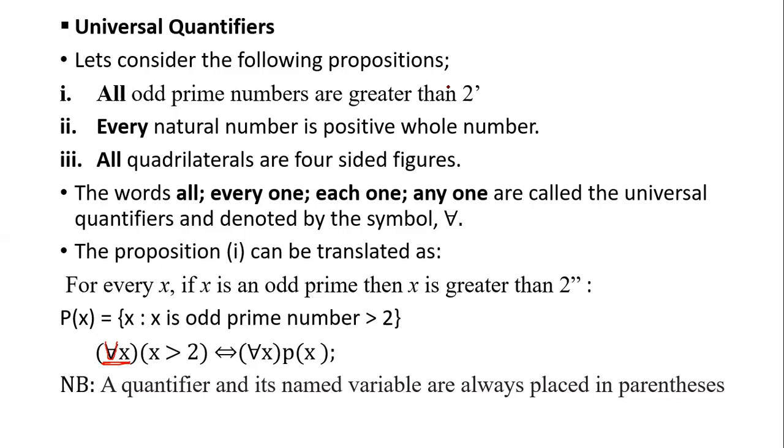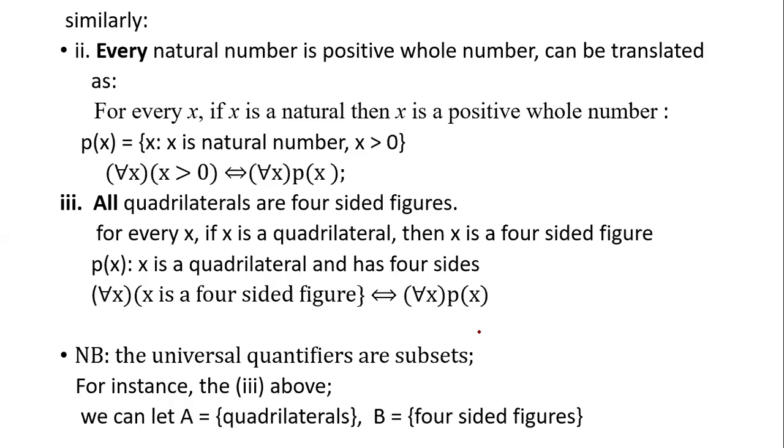So note, all quantifiers and their named variables are always placed in parentheses. That's why we have put them in brackets. So for all x in a bracket, now you move on. These symbols are very, very important because I may be reading some books and they are plenty inside. If you are not careful, you just throw the book away because you don't know the meaning of that. So very, very important. And as IT guys, you should know all these things because at times when you are writing code, you need them.